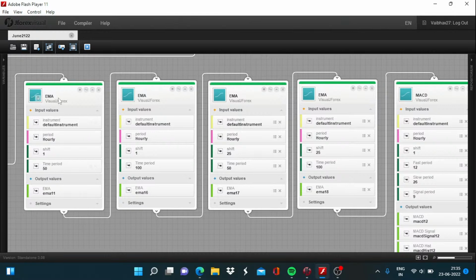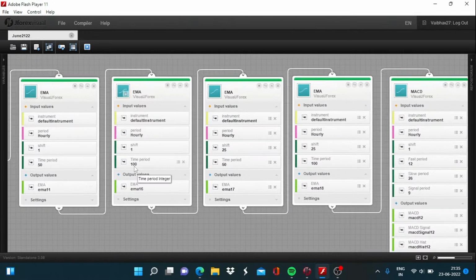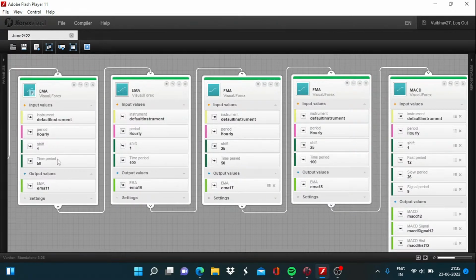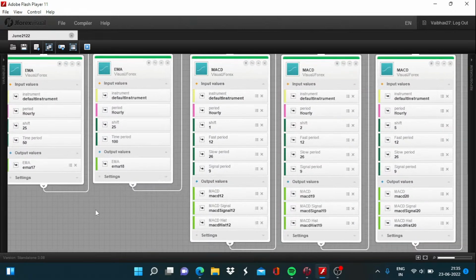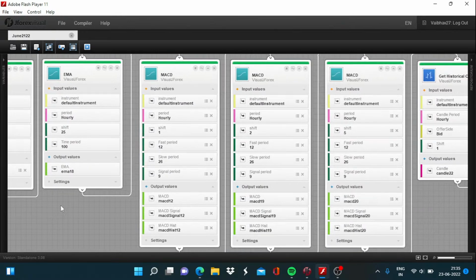And these two EMA indicator blocks with the hourly candle period were added with the look back period of 1 and the time period of 50 and 100 respectively. And these two have the look back period of 25, whereas the candle period and the time period are the same as we had done for these two EMA blocks. After that, these MACD indicator blocks were added with the look back period of 1, 2, and 5 respectively.